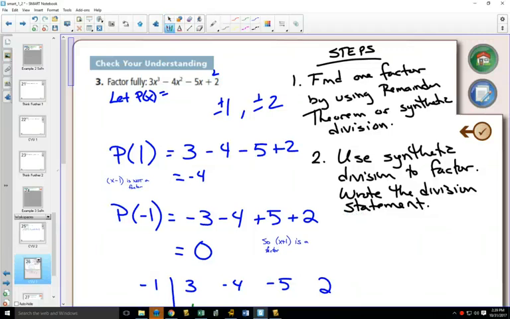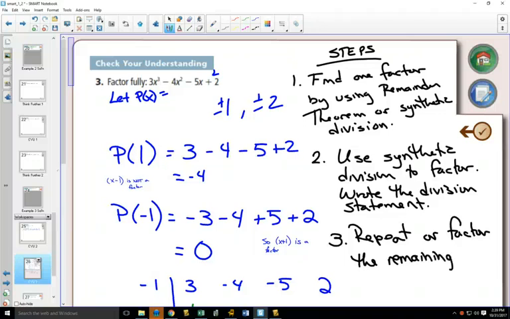Now sometimes, like in this case, we could finish our factoring because we ended up with a quadratic and we knew how to factor that. But if you started with an x to the 4, do you see that you would break it down and get to an x cubed? So step 3 is either you have to repeat this process again, or you have to factor the remaining quadratic.